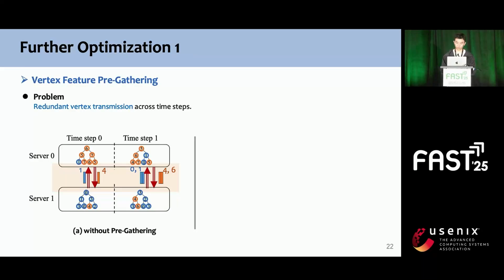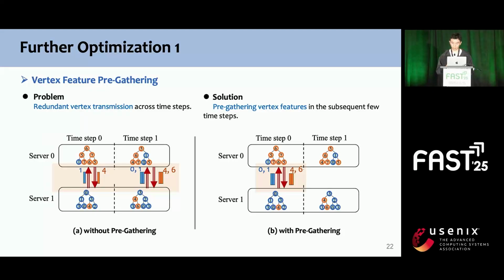Furthermore, we made two additional improvements. First, we found that feature transmission between different time steps on the same server is redundant. For example, the features of vertex 1 and 4 are fetched twice. Therefore, we designed a vertex feature pre-gathering technique to reduce the redundant transmission. The key idea is to proactively check which vertices will be needed in the next few time steps and fetch the features of multiple vertices from remote together, thereby reducing redundant feature requests.